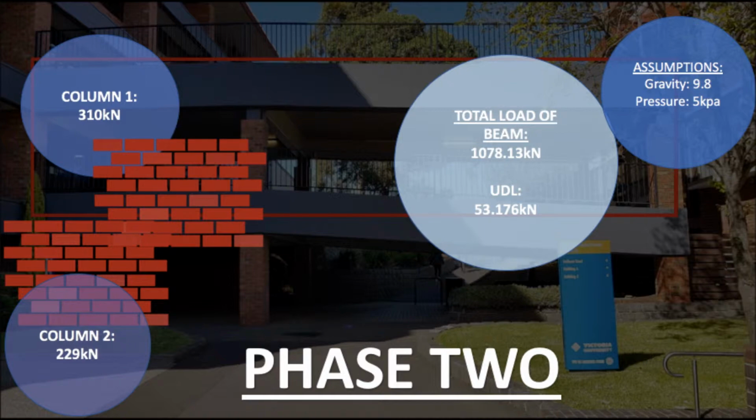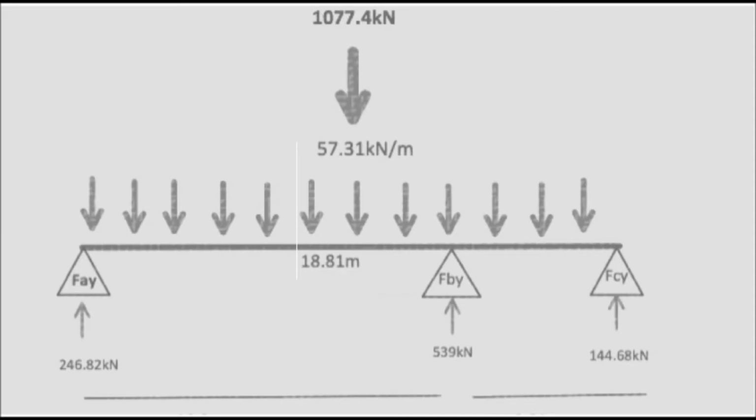The pressure, 5 kPa, was found in the Australian Standards Guide. Following that, it was multiplied by the number of columns involved in the equation. One column actual force was divided by 2, whilst the other ones were divided by 4. Column 1 was equal to 310 newtons and column 2 was 229 newtons.